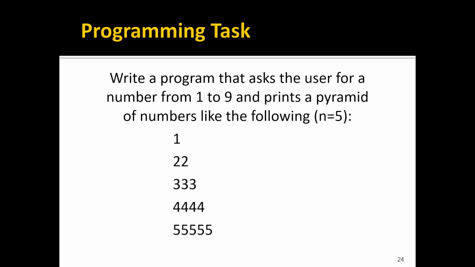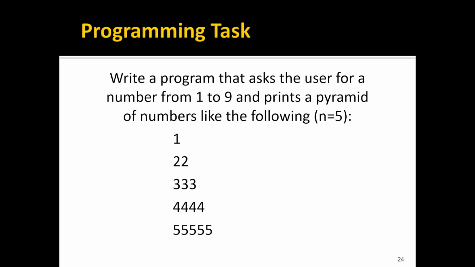So there's 2 stages of repetition. We have multiple lines, and on each one of those lines we have multiple characters. So let's say the user enters a value 5. How many lines are we expecting? We're expecting 5 lines in our output. So at one point we need a loop that repeats n times. We'll call this our outer loop.